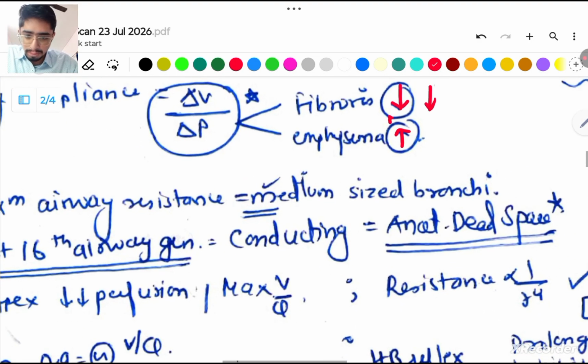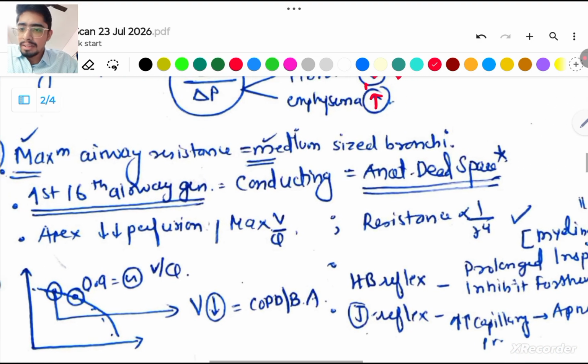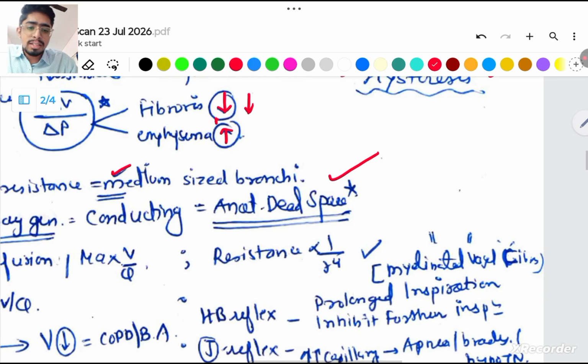Okay, now some one-liners in the question. So maximum airway resistance is by medium-sized bronchi. Okay, maximum medium. The first 16 airway generations are your conducting airway type, and they form the anatomical dead space. It is around 150 ml.